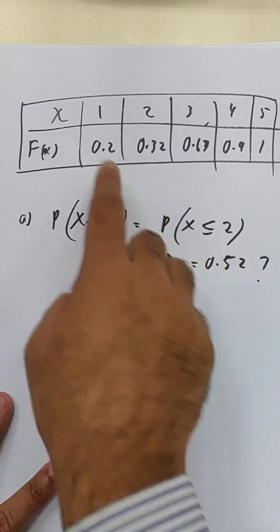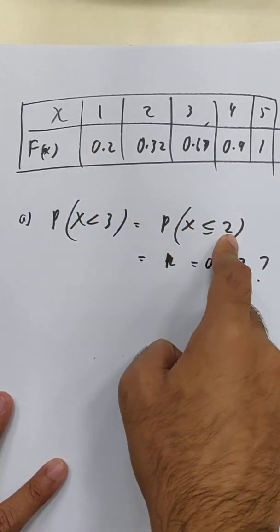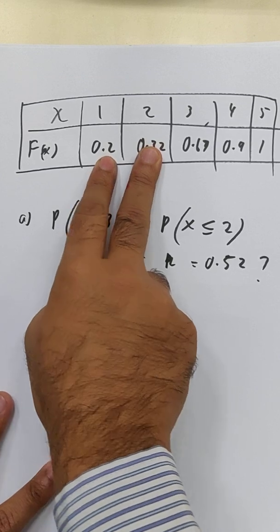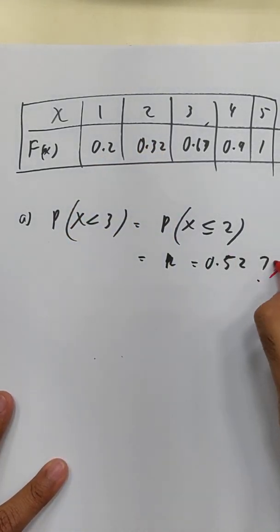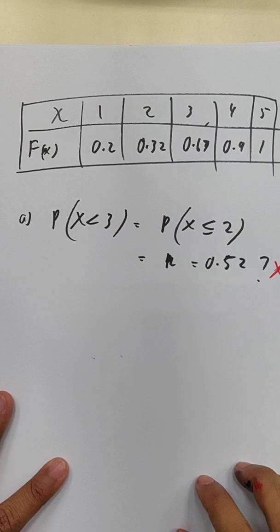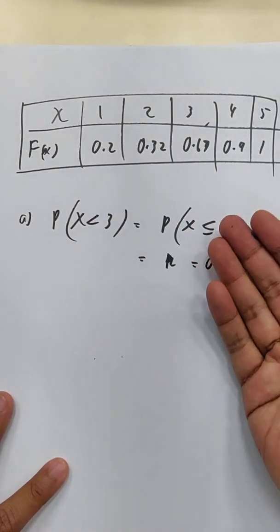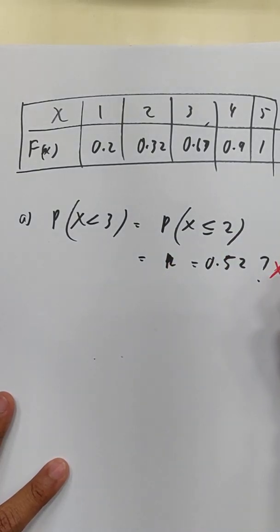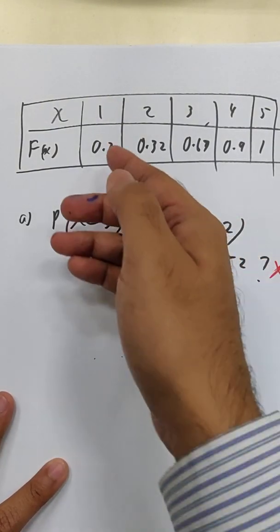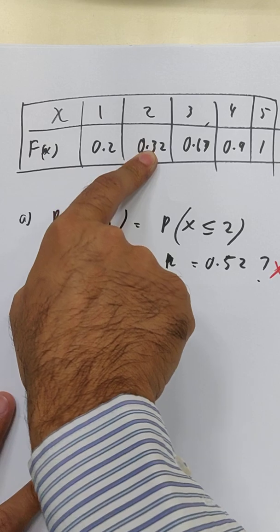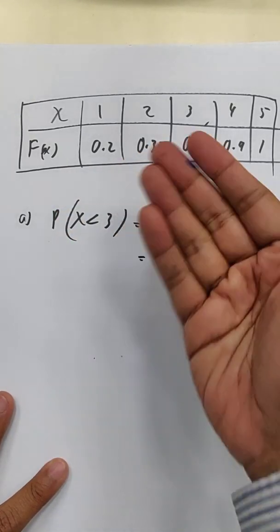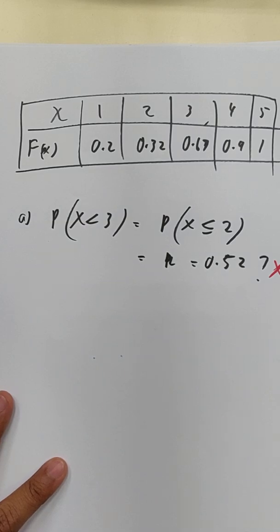I mean, this is what we used to do. If I want less than or equal to 2, so I add two things. Can someone tell me why this is the wrong answer? Because this is cumulative. What's the difference? What's the meaning of cumulative? You add up. So in this case, 0.32, it already adds up. Understand? It already adds up. So this is not the answer.